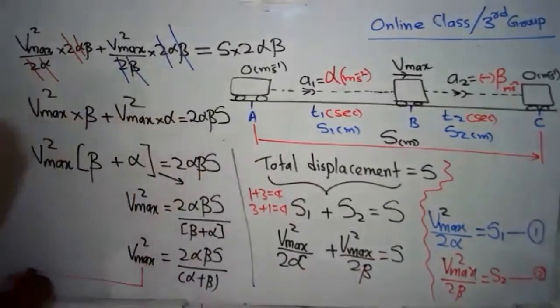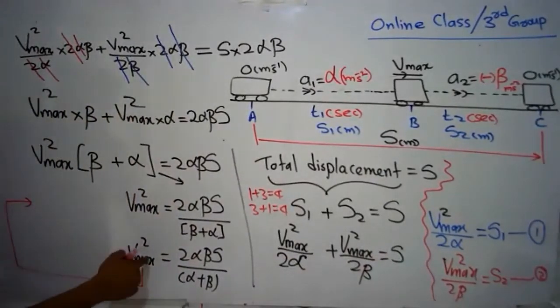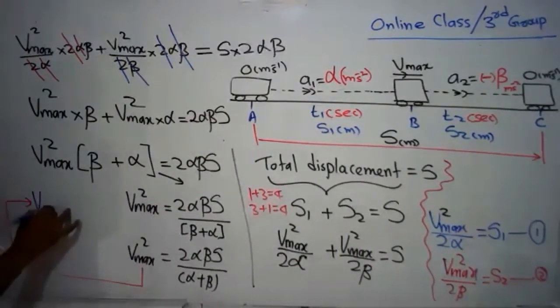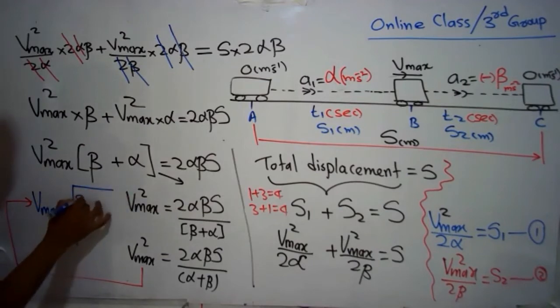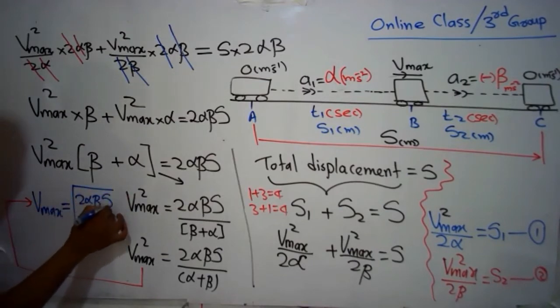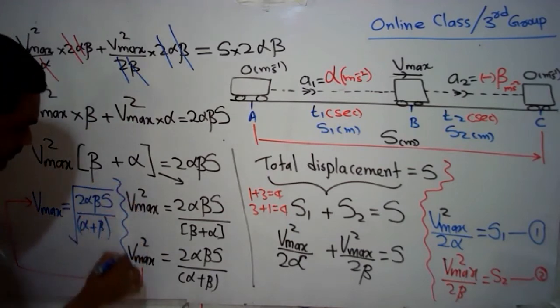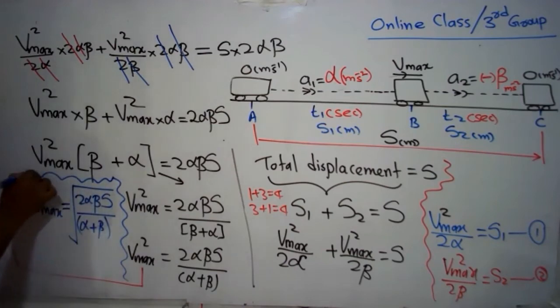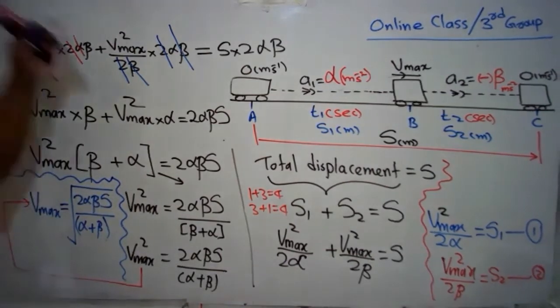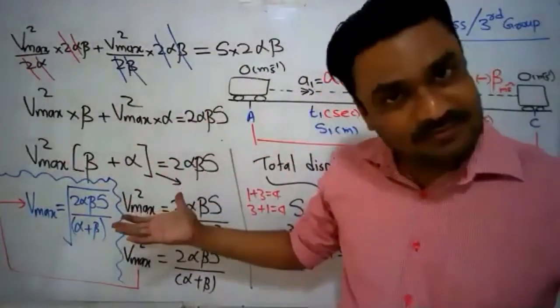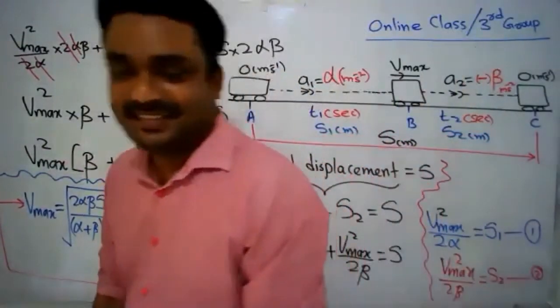So the final thing is, if V max square is this, then V max should be equal to square root of 2 alpha beta S over alpha plus beta. So this is the final answer. Complete, write down everything, and if you have any further doubt, I'm here to answer. Write it.